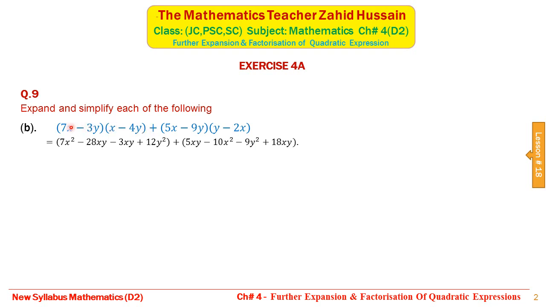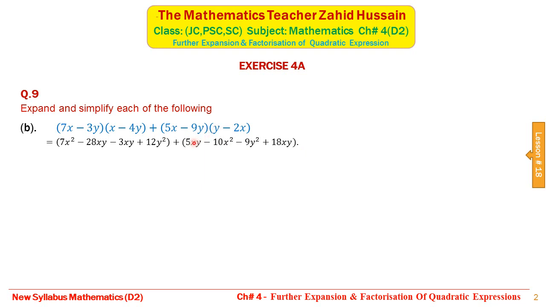Removing these two brackets, 7x multiplied by x is 7x square, 7x multiplied by minus 4y is minus 28xy. Minus 3y multiplied by x is minus 3xy, and minus 3y multiplied by minus 4y is plus 12y square. Then plus sign, and we will remove these two brackets and write the answer within brackets.